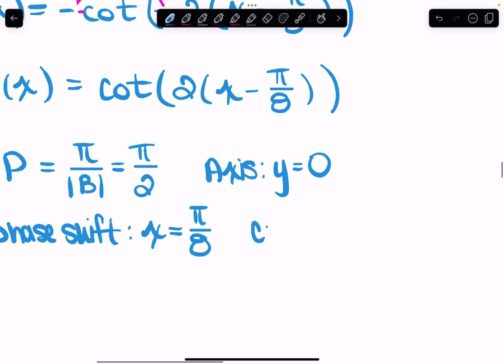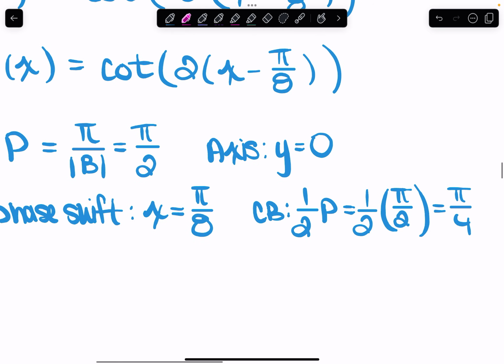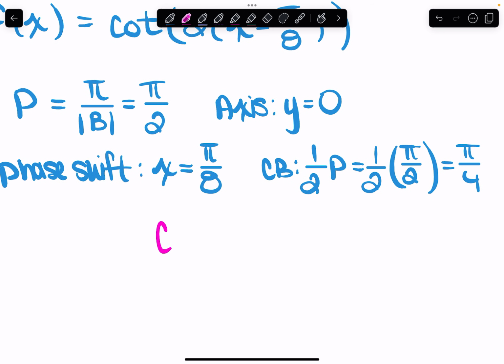And then we need our count by, 1/2 the period. So half of pi halves, pi over 4. All right, graphing cotangent. Cotangent starts with an asymptote. First asymptote at that critical value, pi over 8. And then we are adding pi over 4, which would be 2 pi over 8. So we're adding 2. So 3 pi over 8.